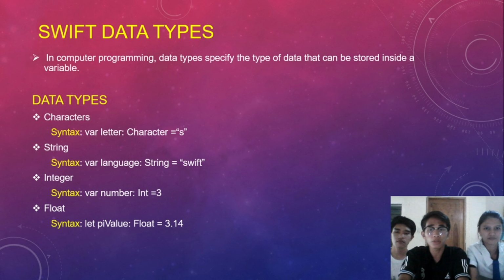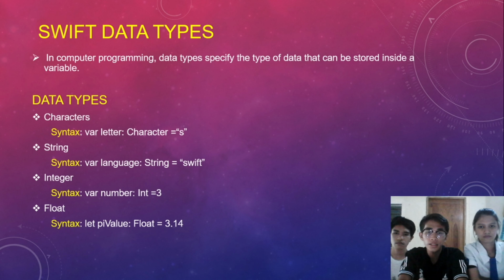float, double, and boolean. In declaring the characters, this is the example: var letter colon Character is equals to s. Then the string: var language, or the variable name, then colon String, or the data type, is equals to Swift. And in declaring integer data types, this is the syntax: var number, or the variable number, colon, then the data type Int is equals to 3.